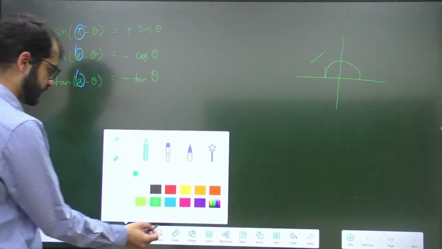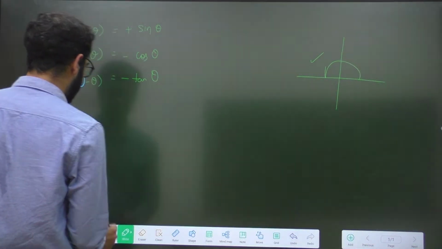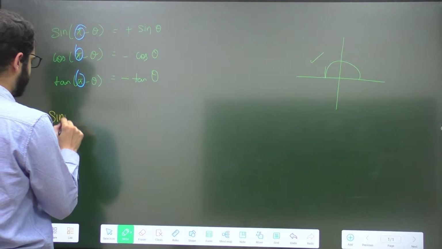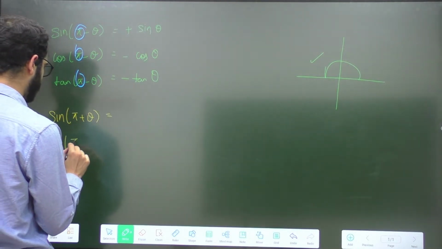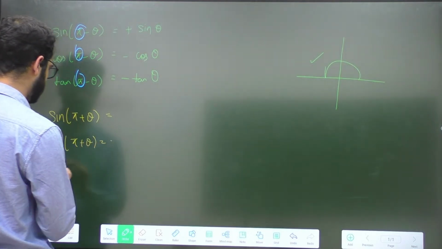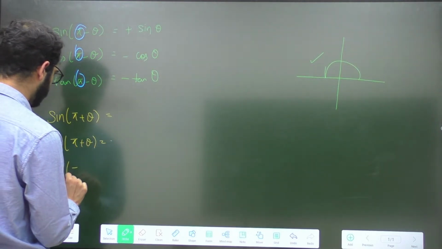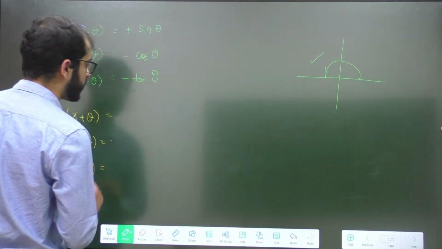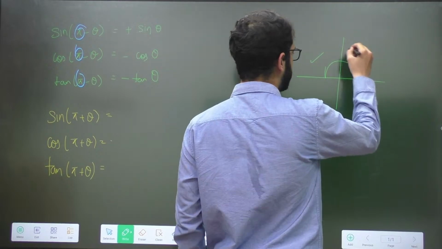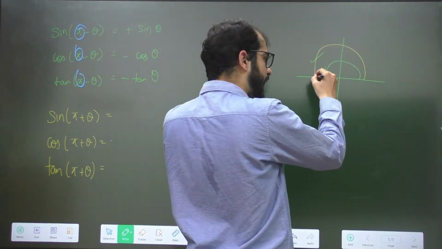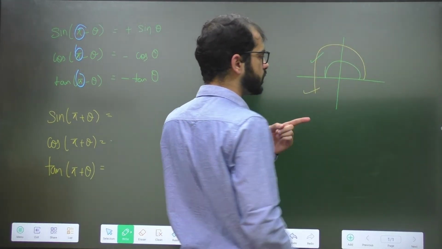Now let's discuss the next set of formulas, which were for sin of pi plus theta, cos of pi plus theta, tan of pi plus theta. Let's observe. If I am doing pi plus theta, where does pi take me? Pi brings me to the negative x-axis. If I am adding an acute angle, I enter into the third quadrant.